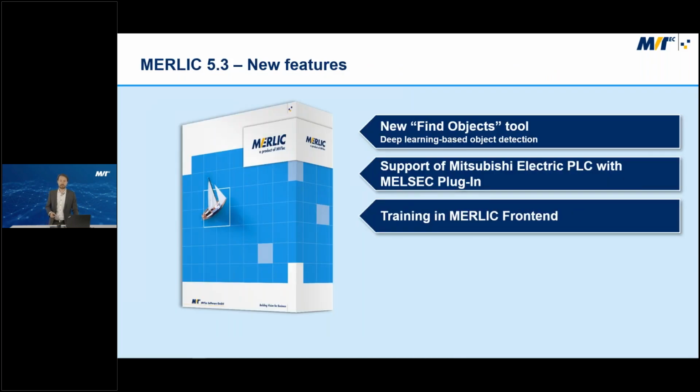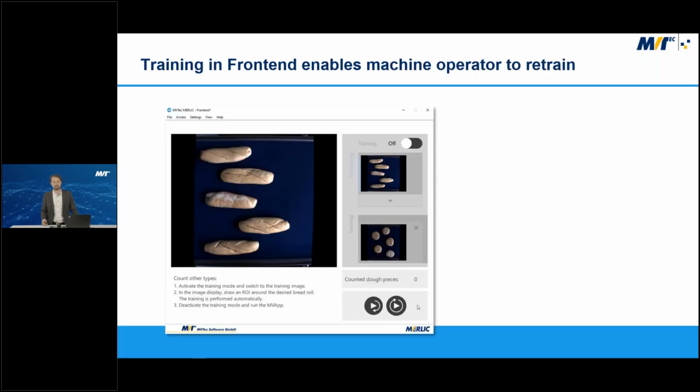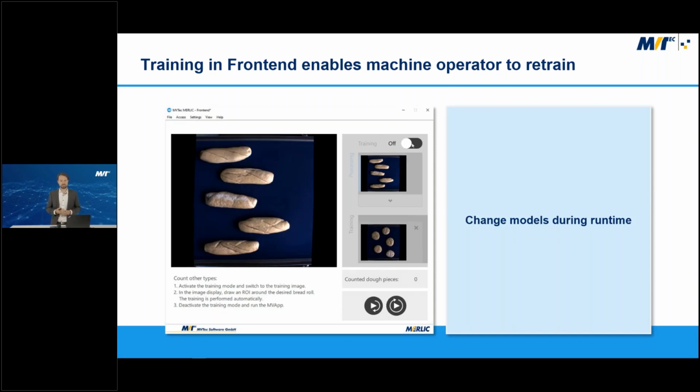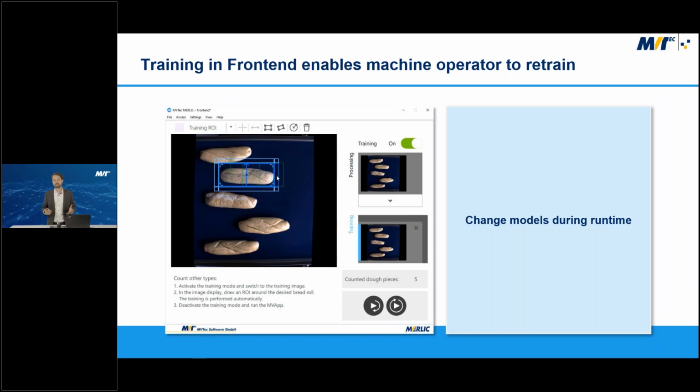The third new feature I want to highlight is the training in the MERLIC front end. So many tools do require training in the front end, and a lot of time it has to be done by the machine user him or herself. So as you can see here, this is for this counting application. You only put an ROI over one object, and then you do the training in the front end, and this can be propagated over all the other images.